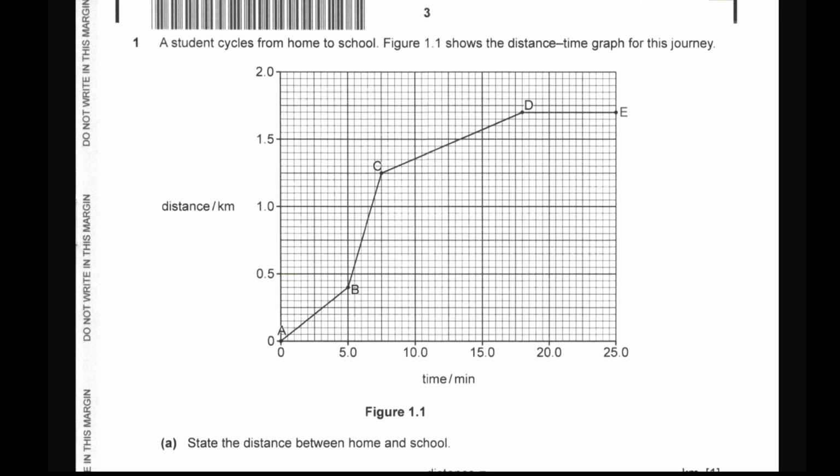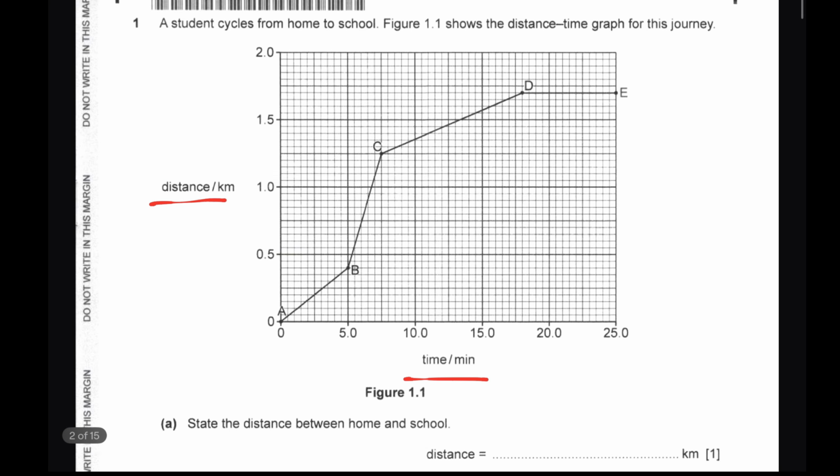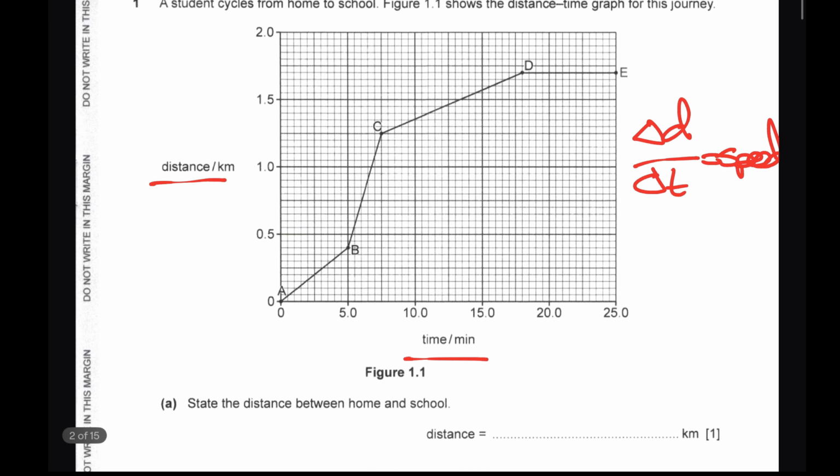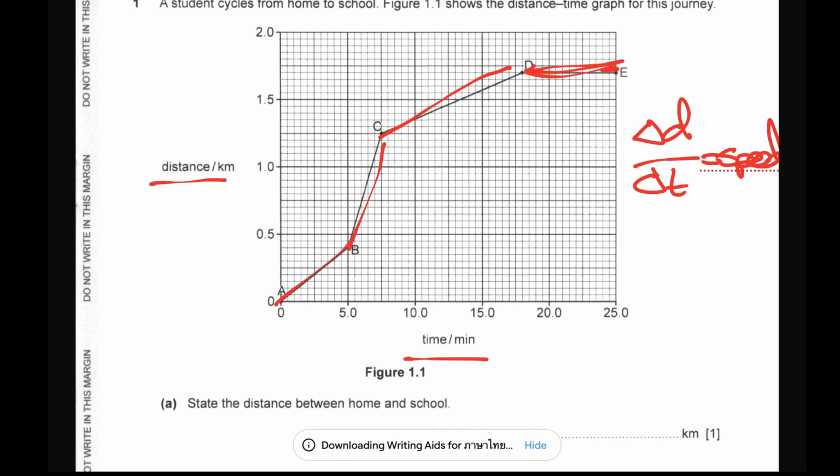It's pretty straightforward. A student cycles from home to school. Figure 1.1 shows the distance-time graph for this journey. So it's a distance-time graph. That's the number one thing we have to keep in mind. The gradient represents speed. So let's remember that: change in distance divided by change in time is equal to speed. That's very important. Before we even go into the question, we know there's a certain speed here, then a faster speed here, a lower speed here, and then it stops between D and E. So that's basically the approach that we're going to take.